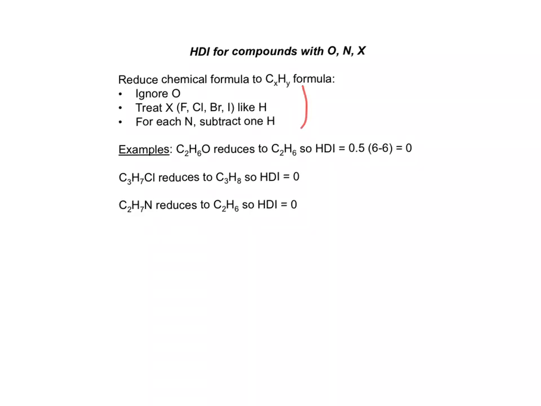So C2H6O has 0 pi bonds or rings. C3H7Cl has 0 pi bonds or rings, and then C2H7N has 0 pi bonds or rings. So based on the HDI, we can speculate on the structure of a compound. For example, C2H6O has these 2 possible structures. It's either an alcohol or an ether.